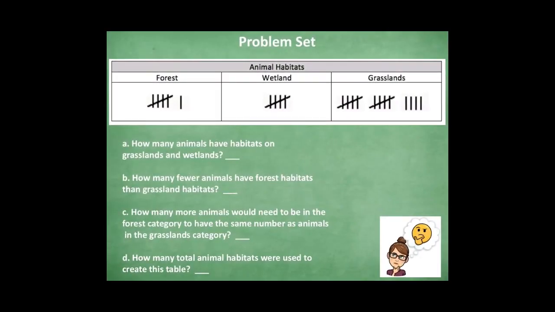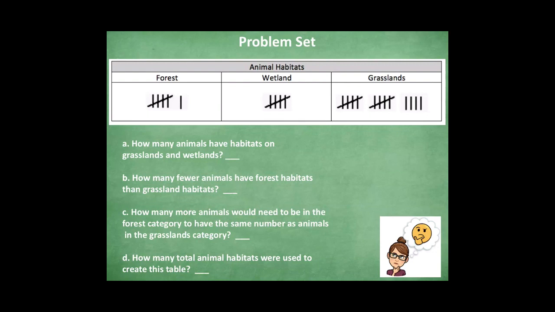Turn in your student workbook to Lesson 1, Problem Set 3. If you do not have your workbook, please use paper or write the problem in your math notebook. You may be able to download this page from our course. Let's take a look. We have a chart about animal habitats, and here are the questions.